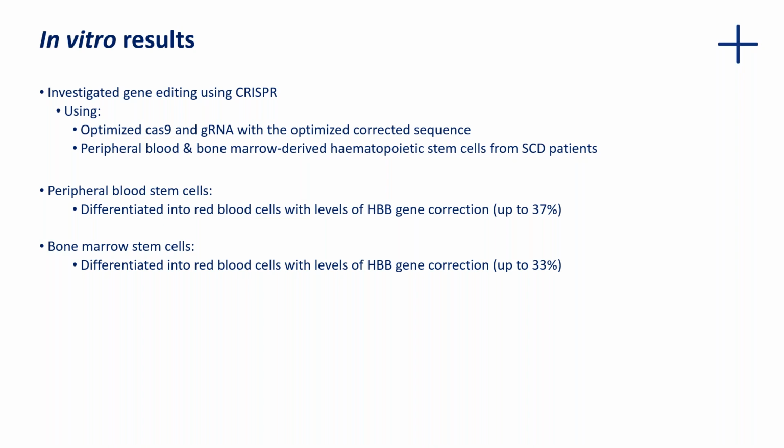So following the gene editing, they then wanted to see whether that gene editing process had improved the percentage of beta hemoglobin in those particular cells. And indeed it had, in both the peripheral blood stem cells and the bone marrow stem cells. When they were differentiated in vitro, the levels of beta hemoglobin correction had increased 37% and 33% in the peripheral and bone marrow stem cells, respectively.